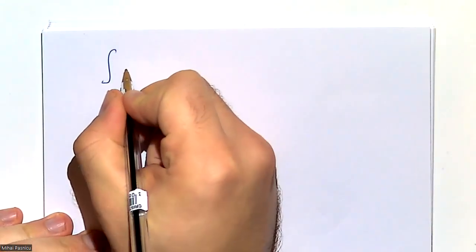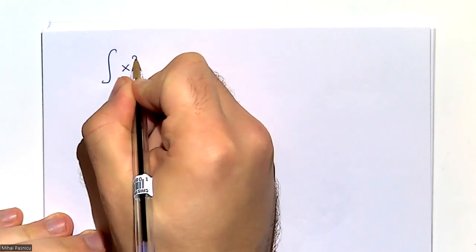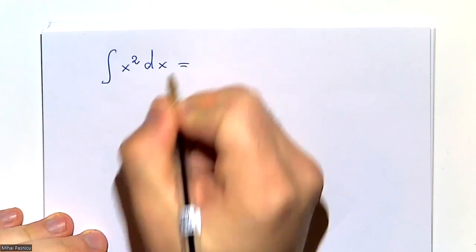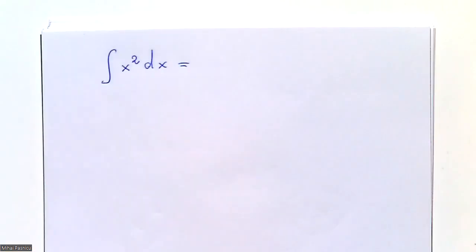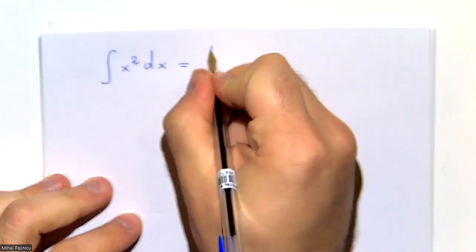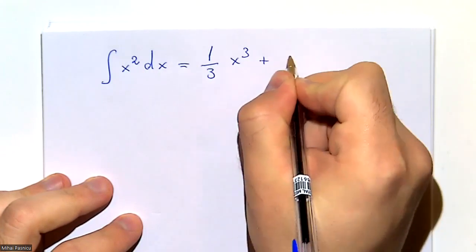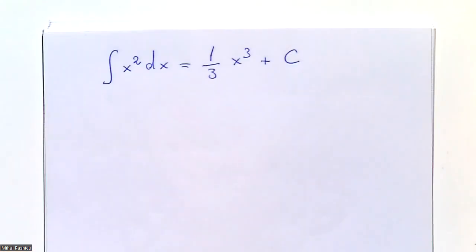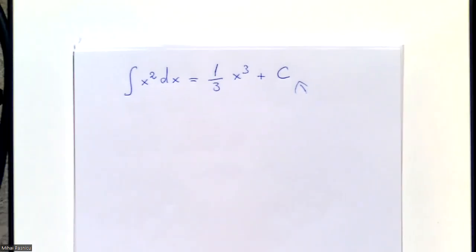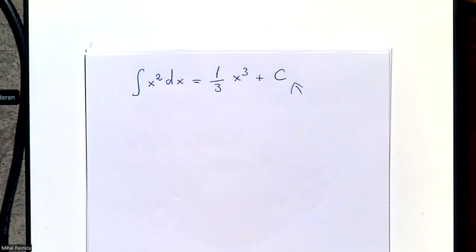What is the integral of x squared dx? If anyone knows, you can just tell me. Yeah, 1 over 3 times x to the power of 3. Exactly. 1 over 3, x to the third, plus a constant. In indefinite integrals, do not forget this constant. It just matters to put the constant there, because it's going to be helpful in differential equations.